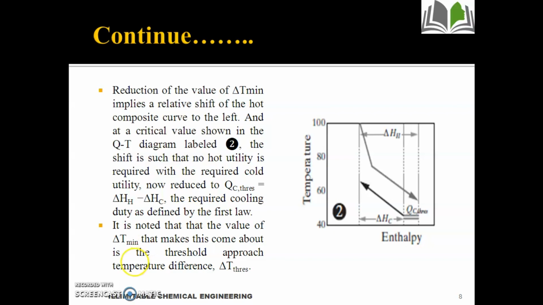Now reduced to the QC threshold, that is equal to delta Hh minus delta Hc. The required cooling duty is defined by the first law, that is first law of thermodynamics, right? It is noted that the value of delta T minimum that makes this come about is the threshold temperature difference, that is delta T threshold. Means it is noted that the value of delta T minimum that makes it come about is the threshold approach temperature.